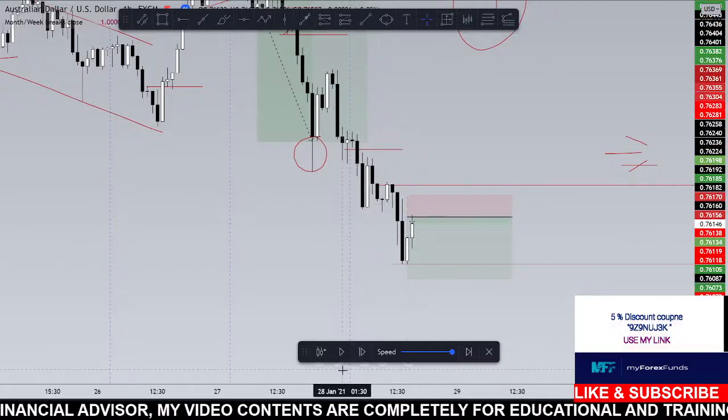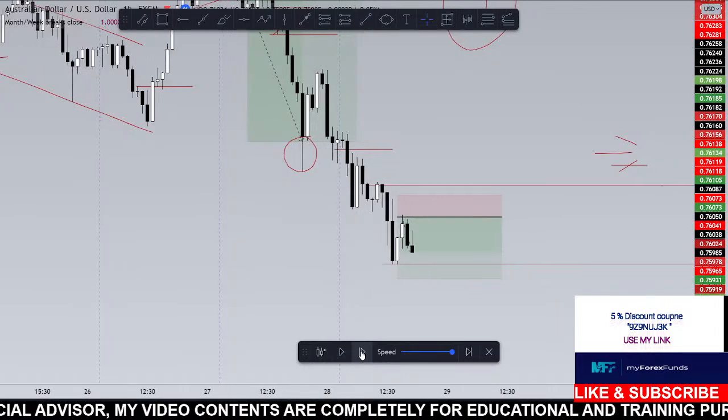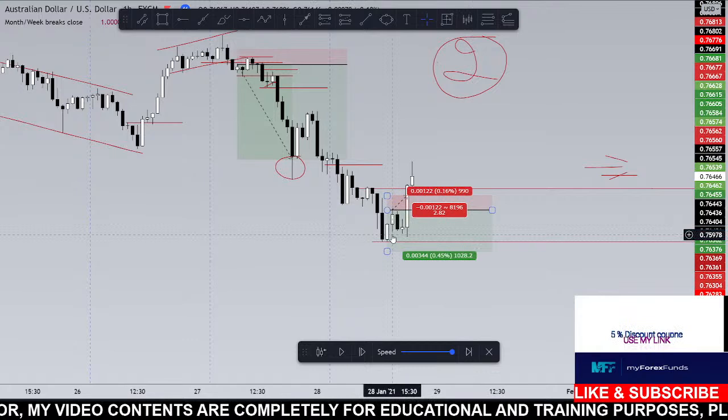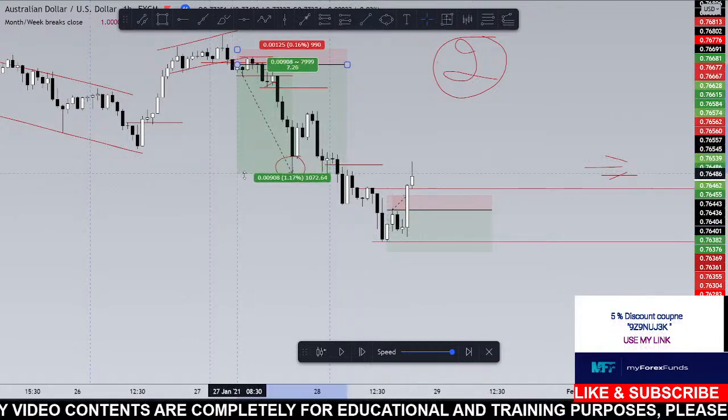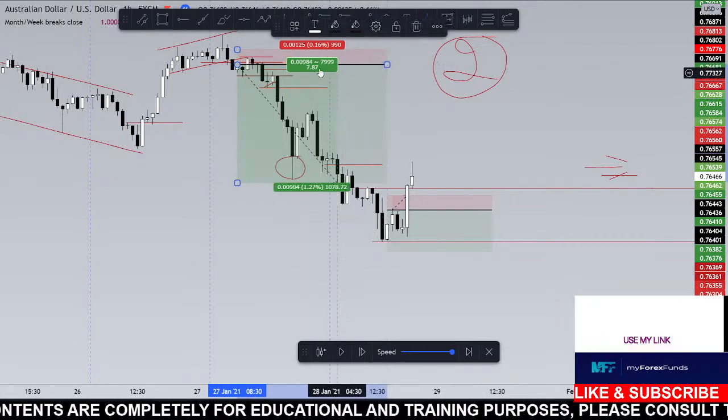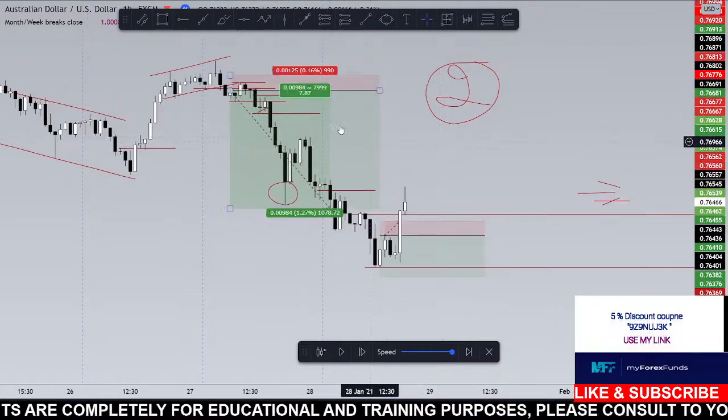Now it has just taken me in. Let's see whether it keeps continuing its move or not. No, it just took me in and took me out. So I'm at 1% loss at this position and around 7.87% profit in this position.